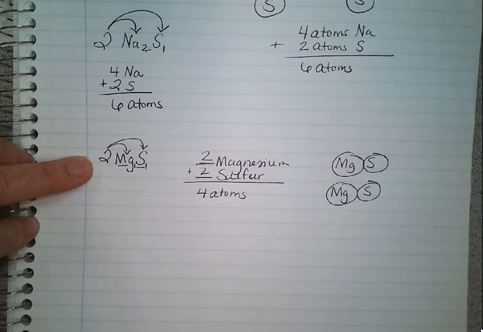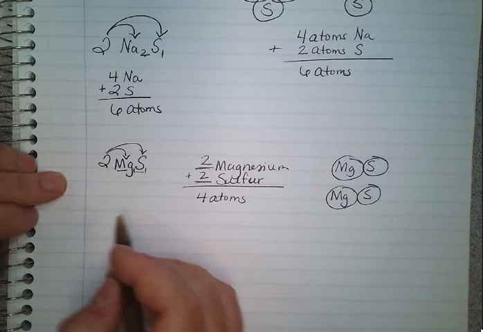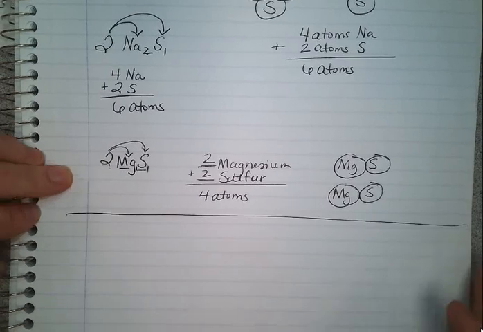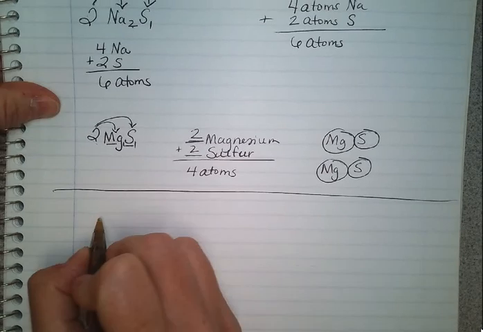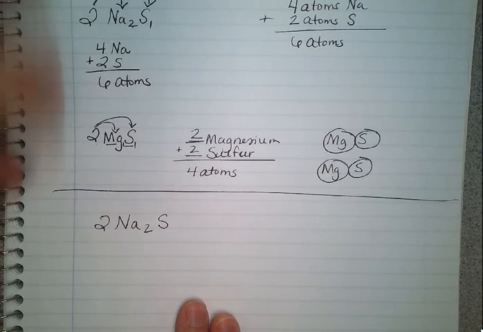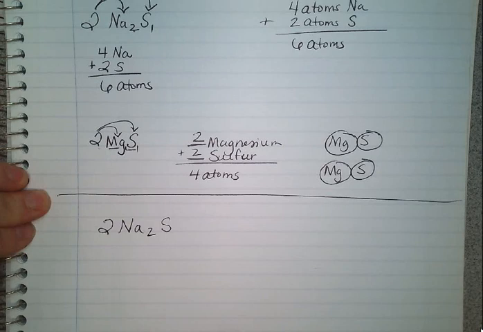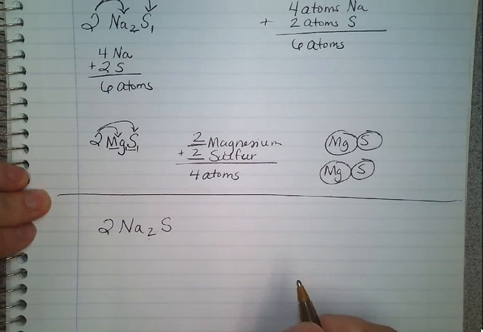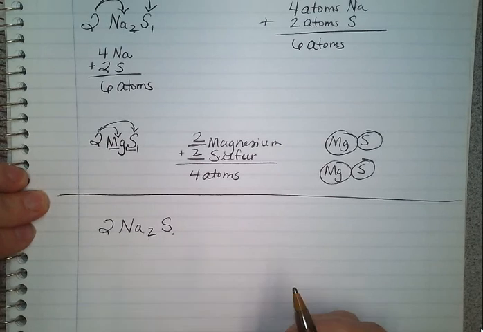Now let's go back and let's talk about ratios. Okay, let's look at our first one that we did up there. If I have 2 Na2S, I'm asking for a ratio of how it's bonded. A ratio is how many sodiums I have every time it bonds to how many sulfurs. Every time, it's like a recipe. So this means I have 2 molecules. This doesn't have anything to do with the ratio.